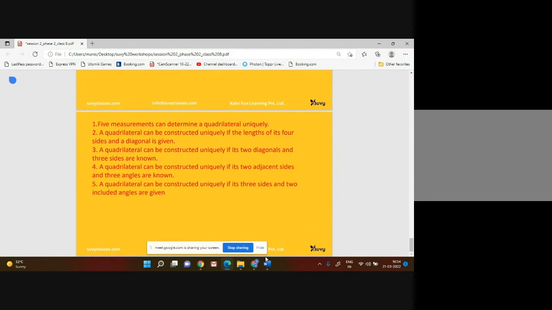So see, today you have seen the different types of measurements, how you can draw when 4 sides and a diagonal are given, 3 sides and 2 diagonals are given, when 2 adjacent sides and 3 angles are known, when 3 sides and 2 included angles are given, right? These are the 4 different types we have done, right? Clear? Clear. Okay. So any doubt till there? No, ma'am. Any confusion? No, ma'am.